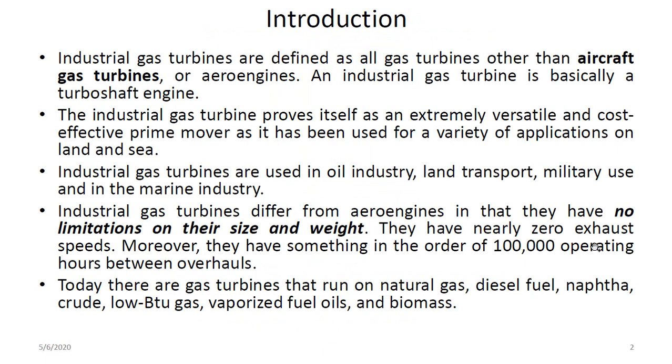Industrial gas turbines are defined as gas turbines other than aircraft gas turbines, and these are basically turboshaft engines, used in a variety of applications, such as in the oil industry, in the marine, as land transport. And the difference between an industrial gas turbine and an aero engine or aircraft engine is that these have no limitation on their size and weight.